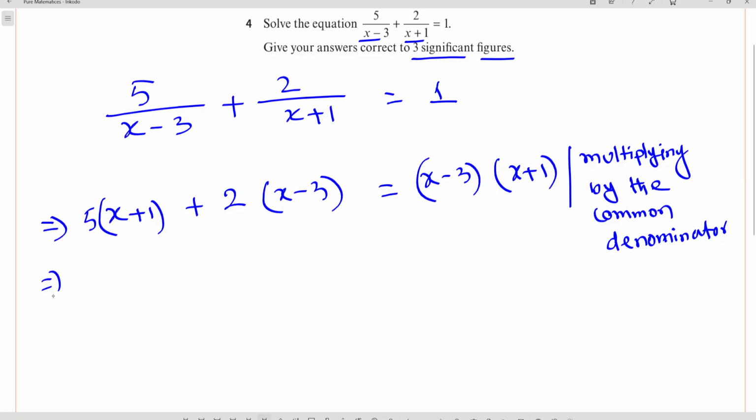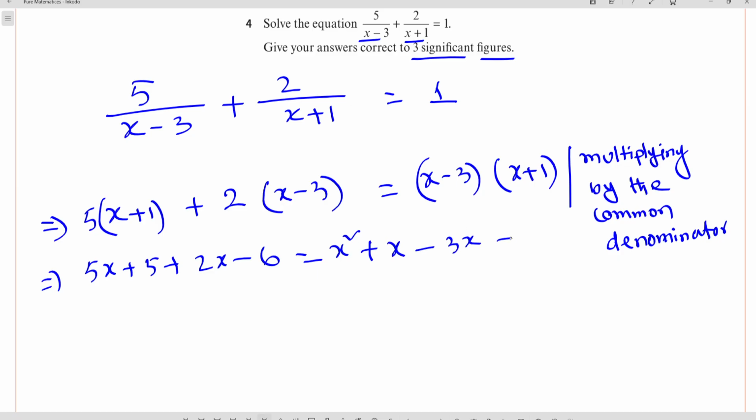Now it's the main work. Once we expand this, here is 5x plus 5 plus 2x minus 6 equals x times x is x squared, plus x, and then minus 3x minus 3. Now we will transfer everything to one side, or better, minimize: 7x, and 5 minus 6 is a minus 1, right? So 7x minus 1 equals x squared minus 2x minus 3.